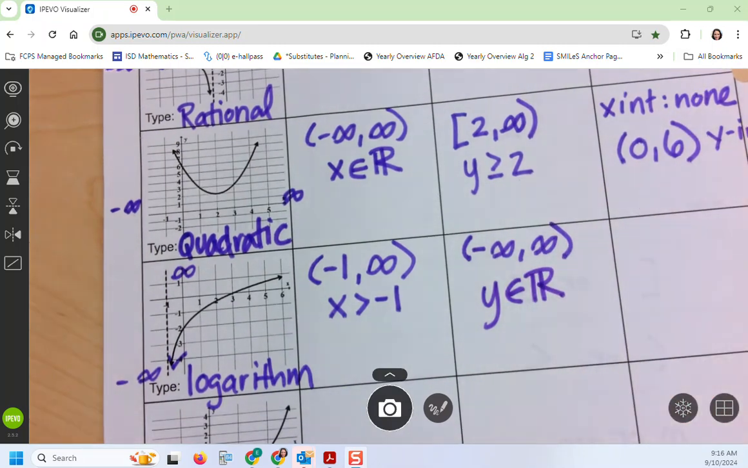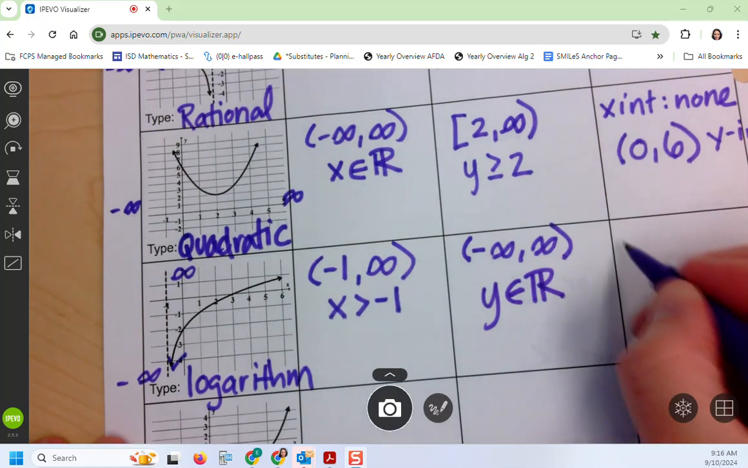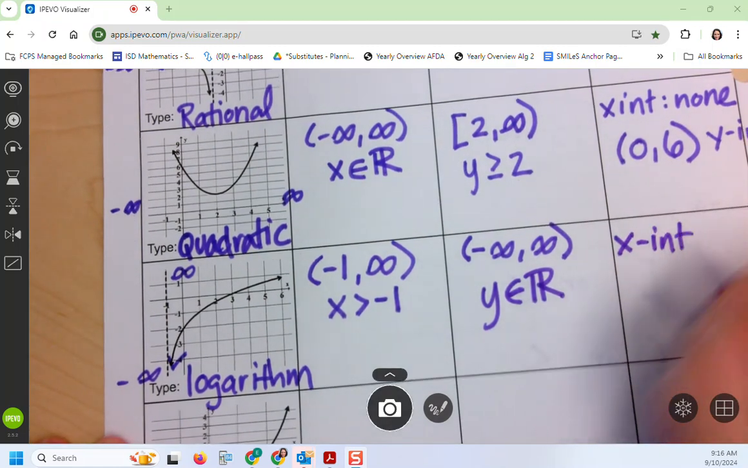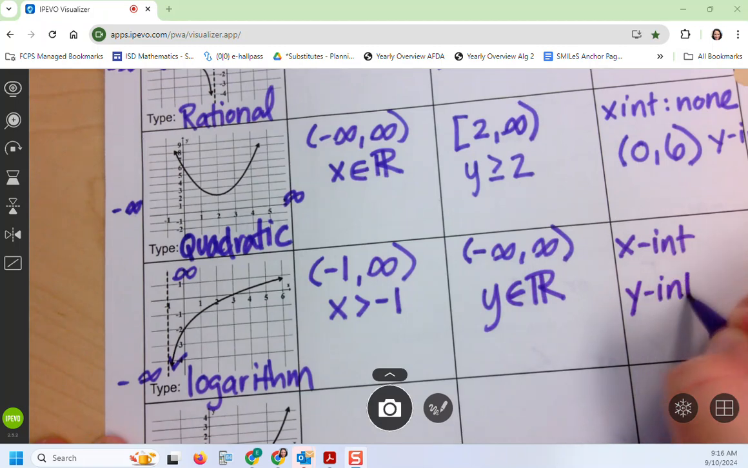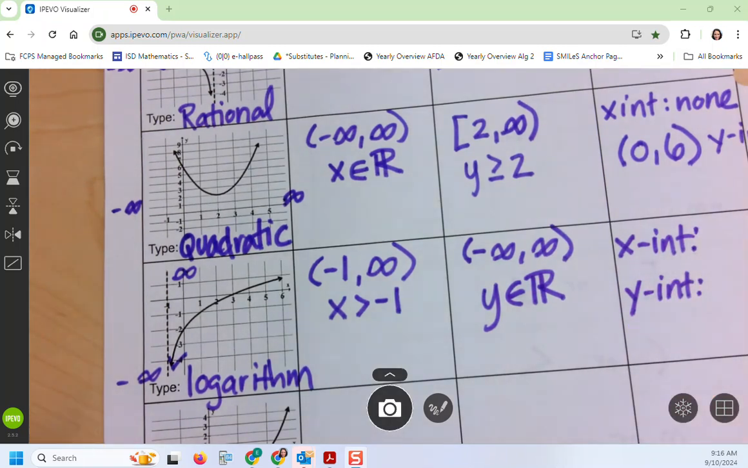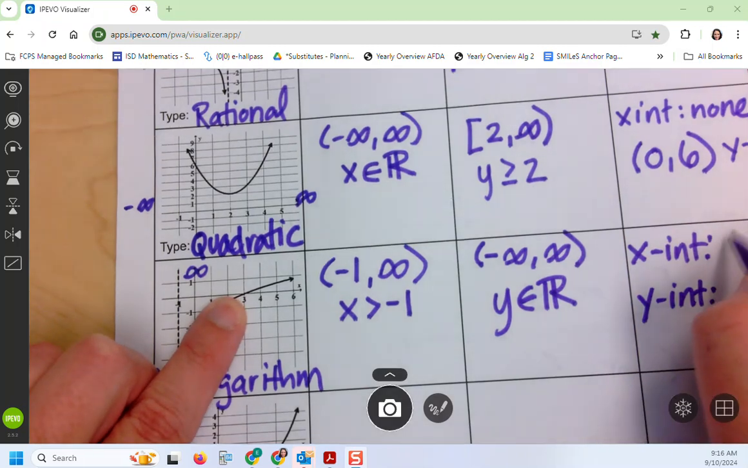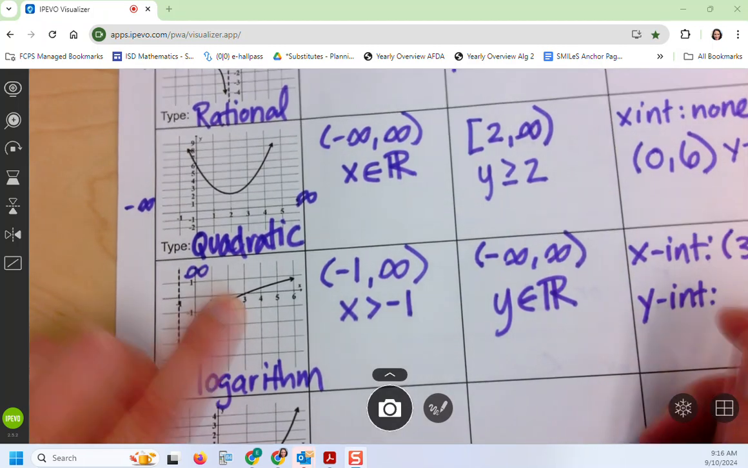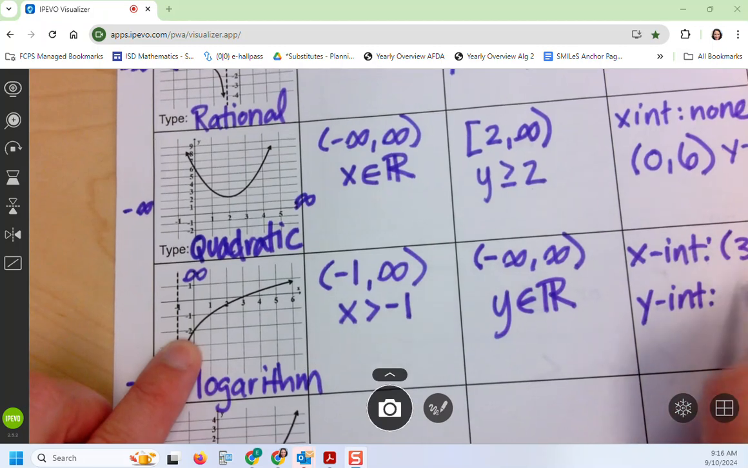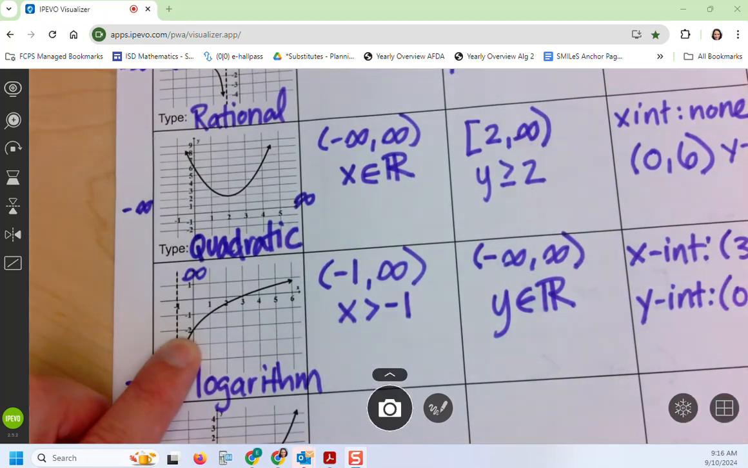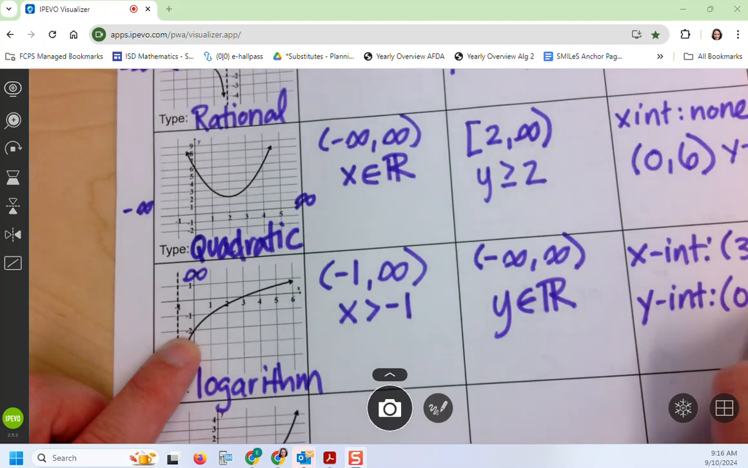Oh, and we have both types of intercepts. X-intercept and y-intercept. Okay, x-intercept is what, comma 0? That's right. Good. Your x-intercept is right here at 3, 0. Your y-intercept is at 0, comma. Okay. Sorry. Those were your intercepts. We're doing the last one.